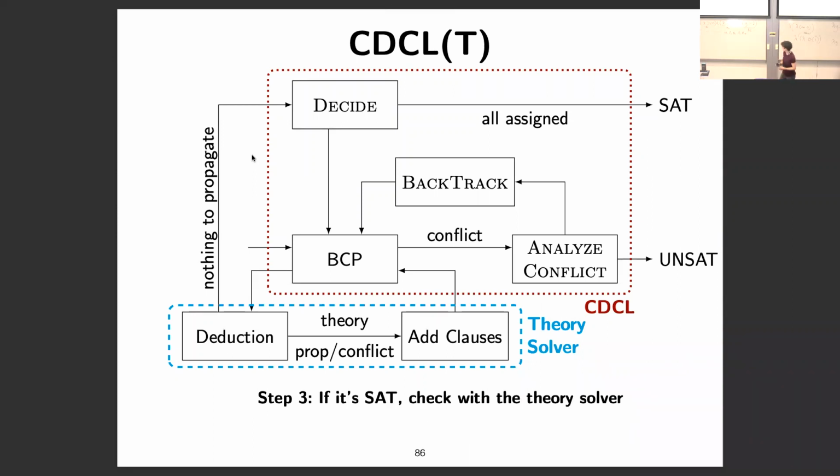If the skeleton is sat, we then need to check with the theory solver. We give our skeleton assignment to the theory solver, and it needs to check that the assignment works with the theory. Our assignment here is true and true, so it would need to check that we can have x greater than 10 be true and y greater than 1 be true. It would need to give us an assignment to x and y that makes them true, if possible. Cool question. Yeah.